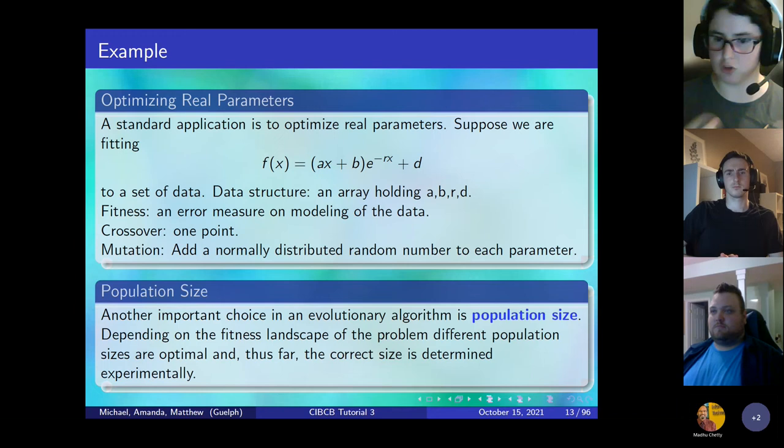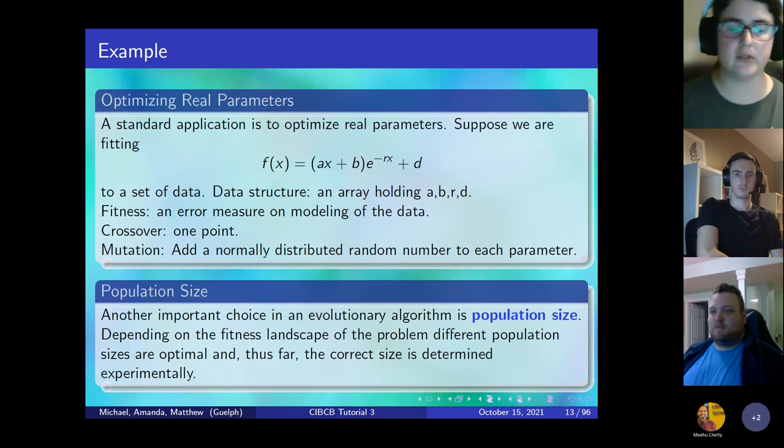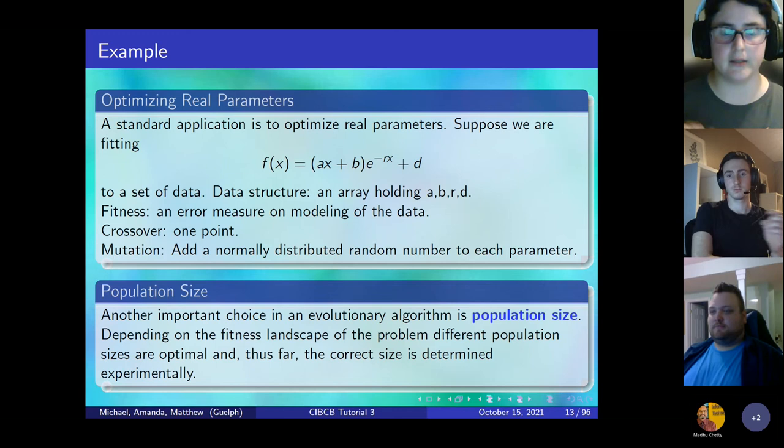One of the other important choices when designing an evolutionary algorithm is the population size. This is going to be very important depending on the fitness landscape of the problem, and it's going to actually play a relatively big role sometimes in how quickly you get to an optimal solution and whether or not certain solutions are even going to be reachable.